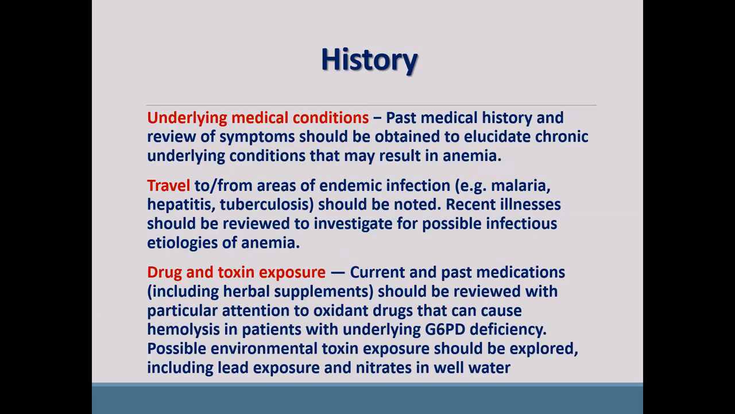Travel to or from areas of endemic infections like malaria, hepatitis, and tuberculosis should be asked about. Recent illnesses should be reviewed to investigate for a possible infectious etiology of anemia. Drug and toxin exposure is very important. Current and past medications, including herbal supplements, should be reviewed, with particular attention to oxidant drugs that can cause hemolysis in patients with G6PD deficiency. Possible environmental toxin exposure should be explored, especially lead poisoning and nitrates in people drinking well water.